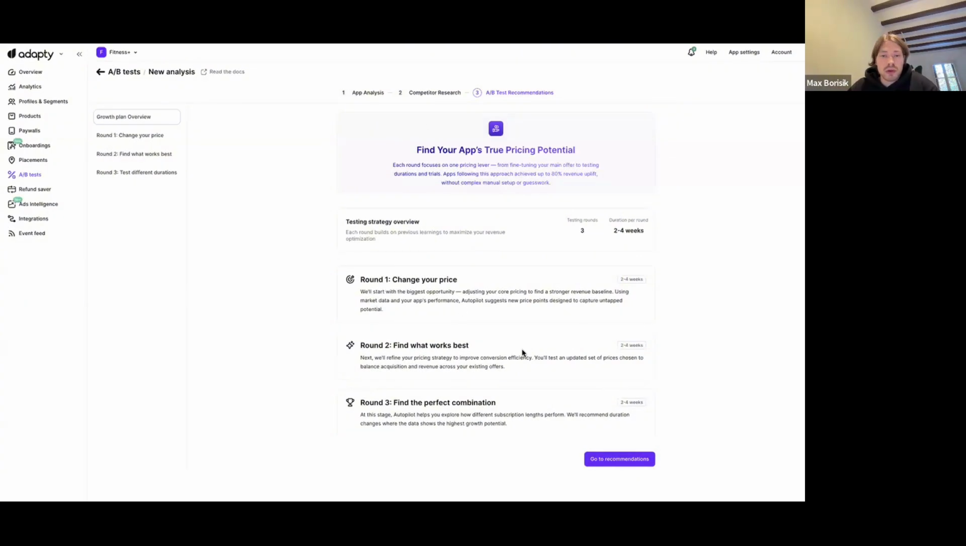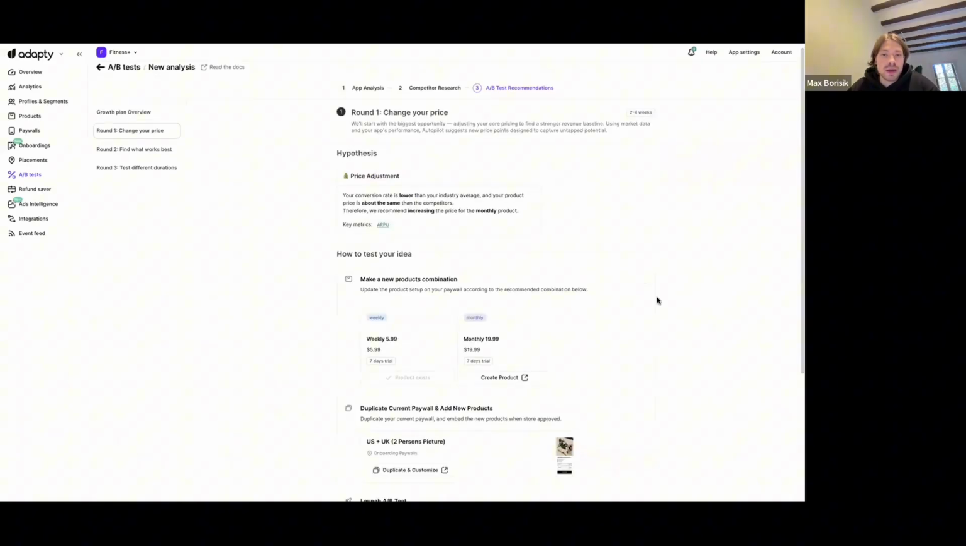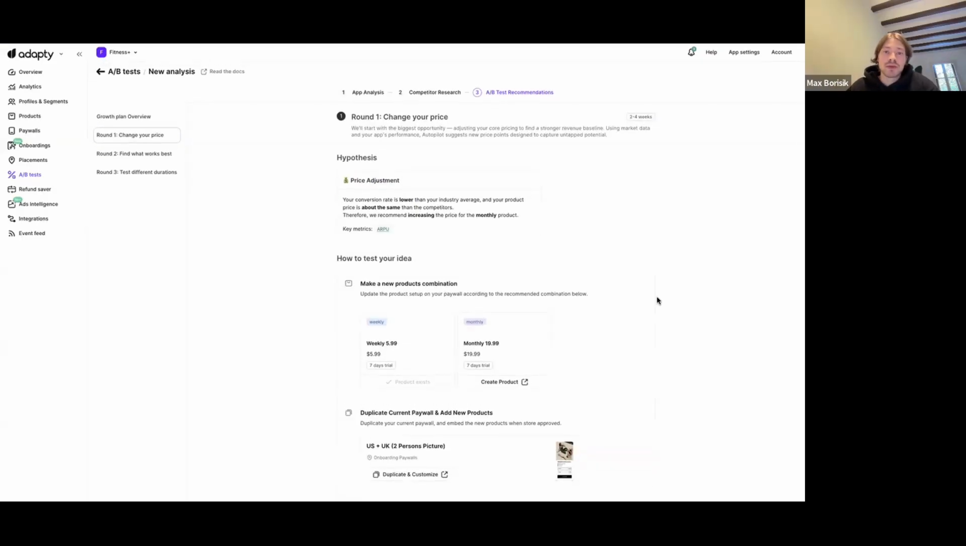So here, if you go to the recommendations, the first idea is to change the monthly price. Here we can see the hypothesis: the conversion rate is lower, but as we saw, it's not that low, right? We're still more or less in the middle. And the product price is about the same, but a little bit lower than the average of the competitors. Therefore, the hypothesis is to try increasing the price for the monthly product, the one we're having at the moment.